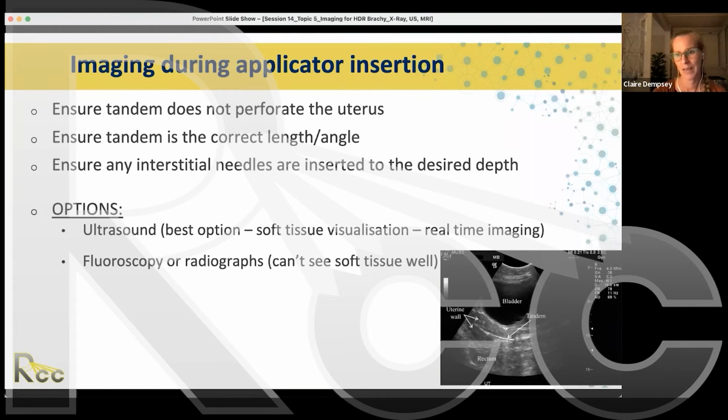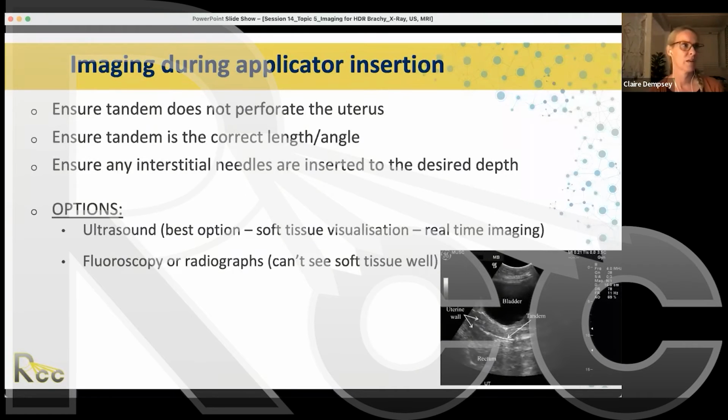So you can be inserting the tandem and you can watch it as it goes into the cervix and into the uterus. It's super helpful. And then you've got fluoroscopy or radiographs. Again, at that point, you can't see soft tissue well, so you're really not going to be able to tell whether you've perforated the uterus or if you've got the tandem in the correct place.